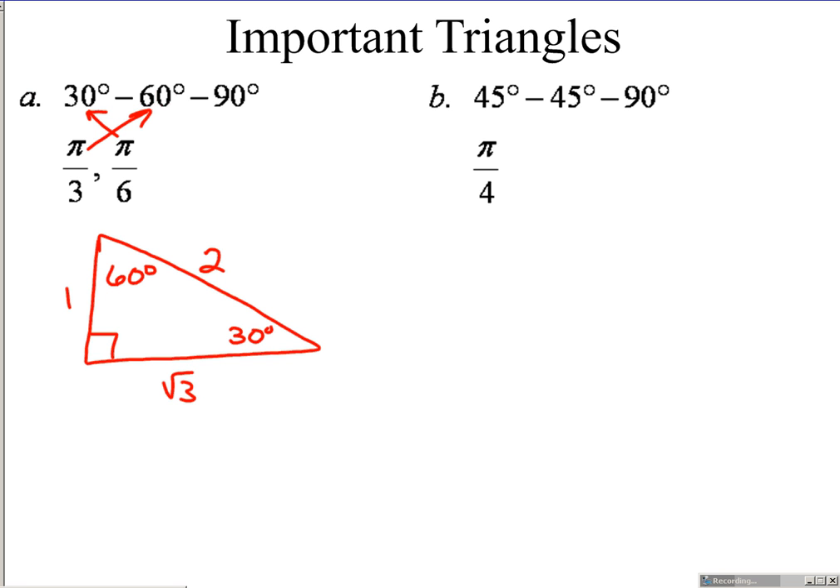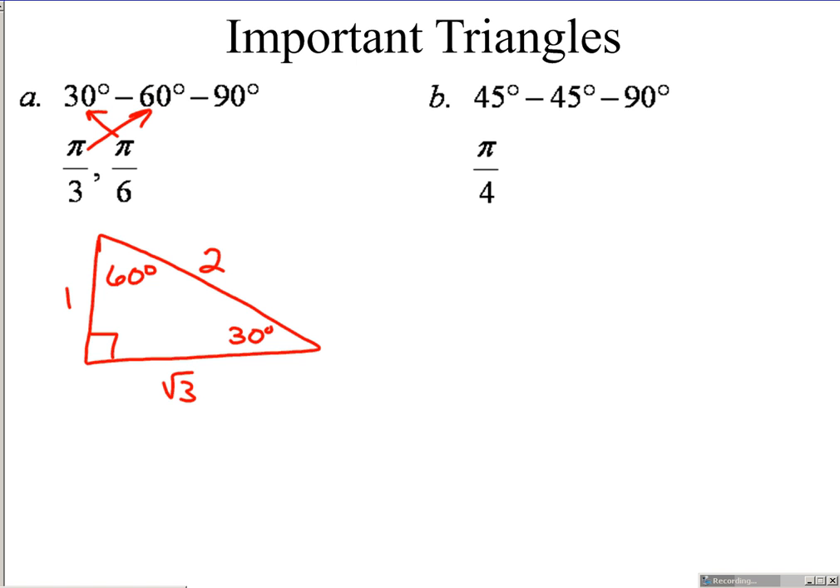Across from 60 is the side length in between, since 60 is between 30 and 90. In this case, root 3, which is 1 point something, is between 1 and 2. So you should not get mixed up about what goes where if you remember your standard properties of a triangle. Smallest angle is across from smallest side, biggest angle across from biggest side.